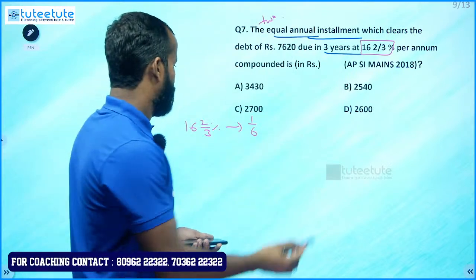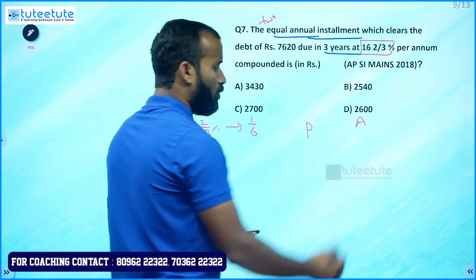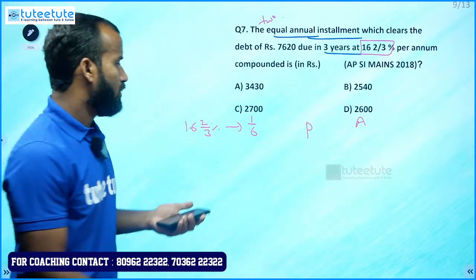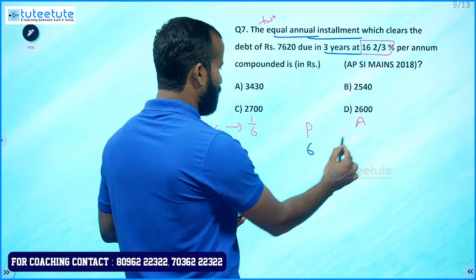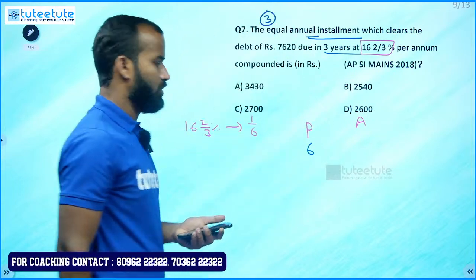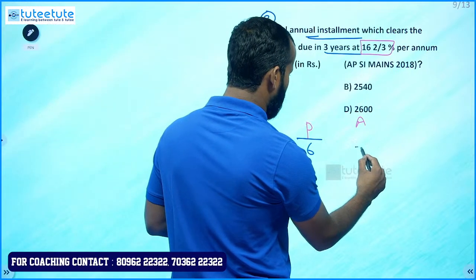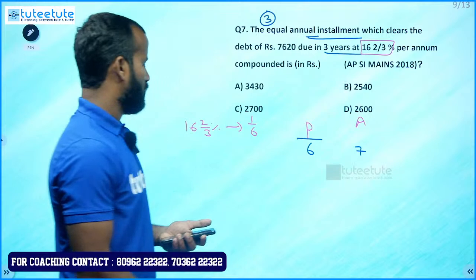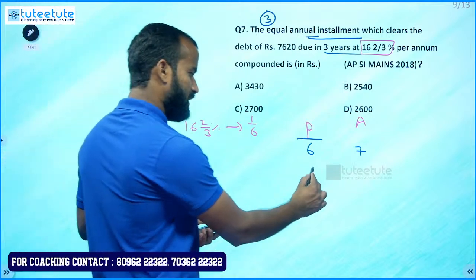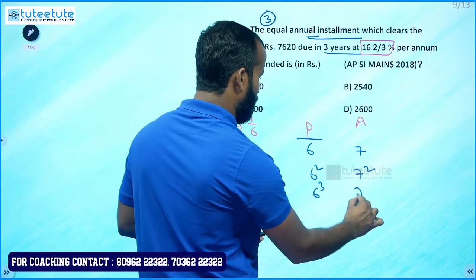2 equal installments. So now the principal amount, you can find the answer, okay. So principal how much is 6? So there are 3 equal installments I think, 3 equal installments. So this will be 7, okay. This is 6 square, this is 7 square, this is 6 cube, this is 7 cube.